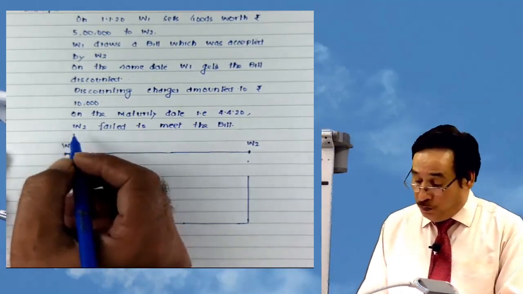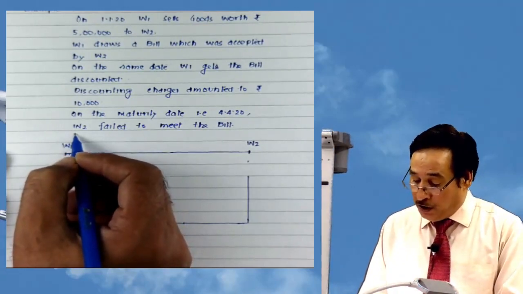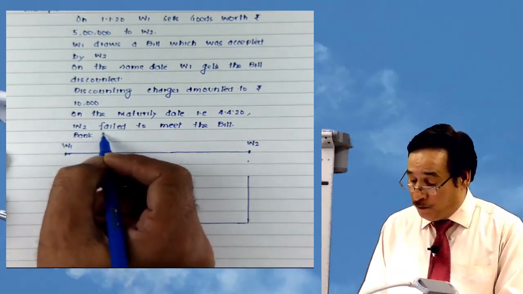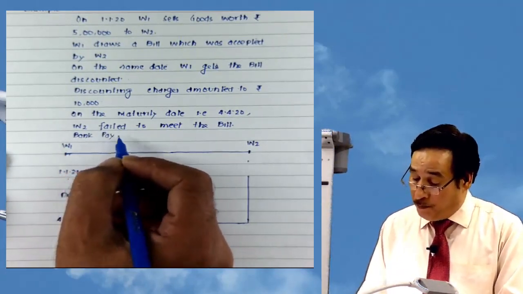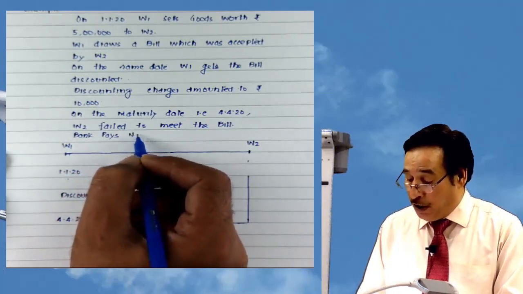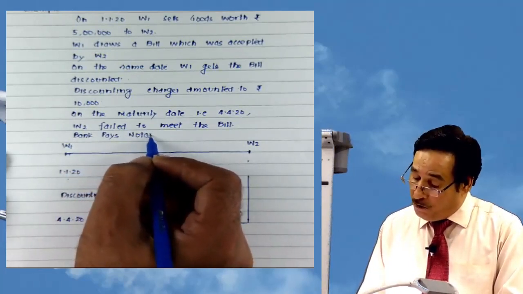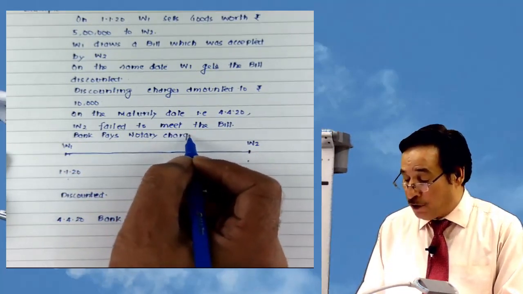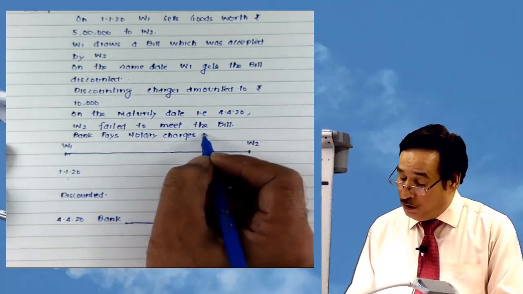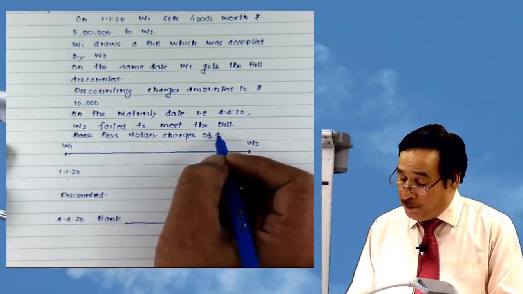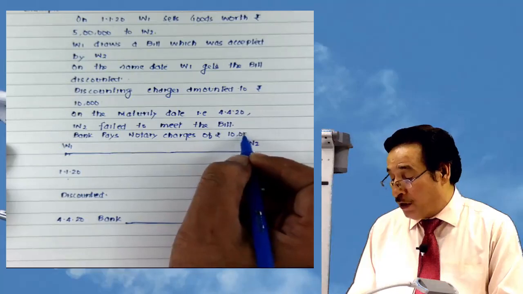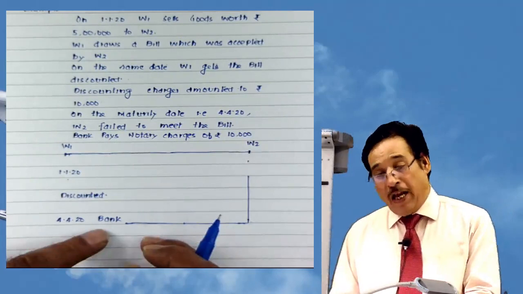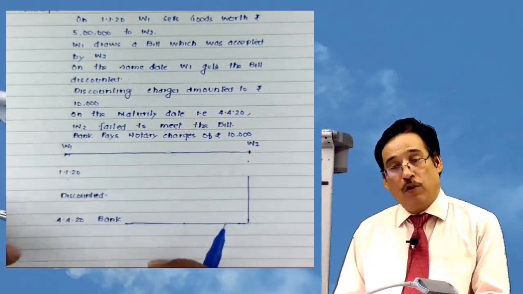We also presume the bank pays notary charges of 10,000. Why will the bank pay the notary charges? Because on the maturity date, the bill was in the hands of the bank. Because the bank paid notary charges of 10,000, the bank will not recover this amount from W2, but the bank is going to recover the entire amount from W1. Is it clear to you?